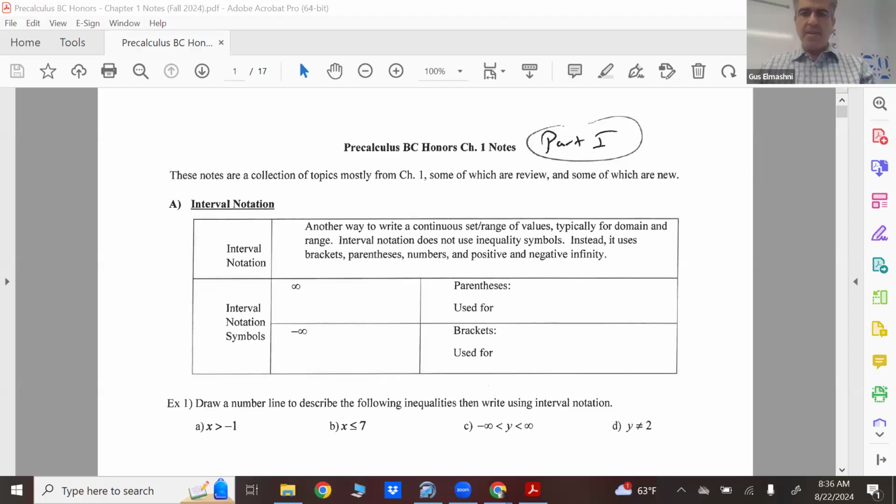Recording in progress. Okay, perfect. All right, so we're starting. It's probably the first time some of you have done math in about 3 months. I don't know.